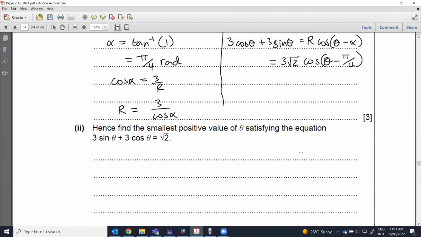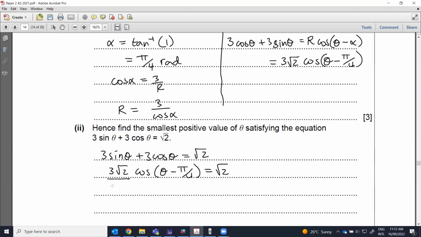Okay, then it says, hence find the smallest value of theta satisfying the equation 3 sine theta plus 3 cos theta is equal to square root of 2. But this one, we know that we can rewrite it like this. So we have 3 square root of 2 cos of theta minus pi over 4. This is equal to square root of 2. And now we solve this one.